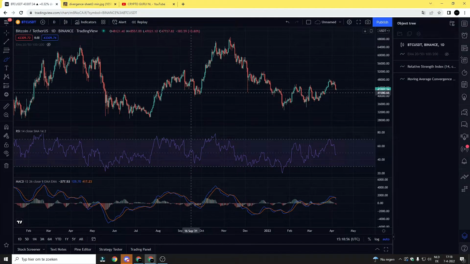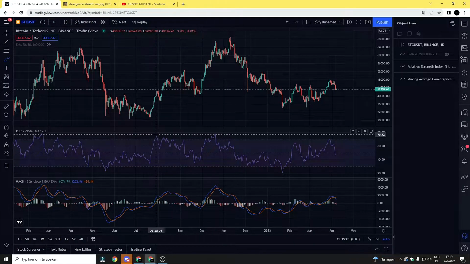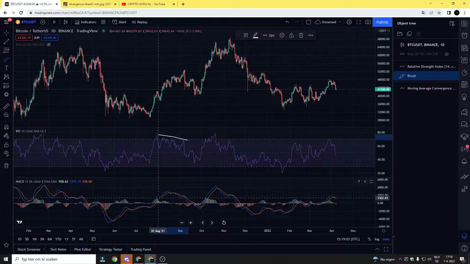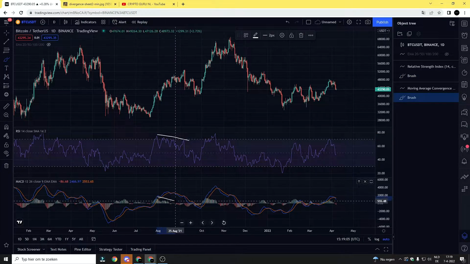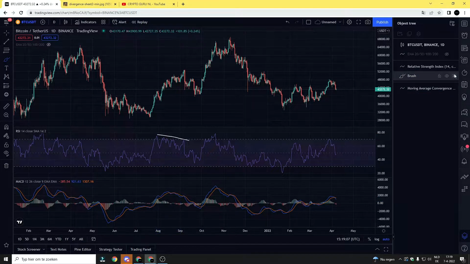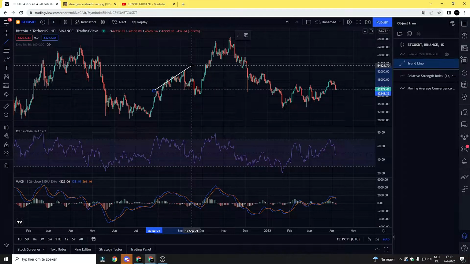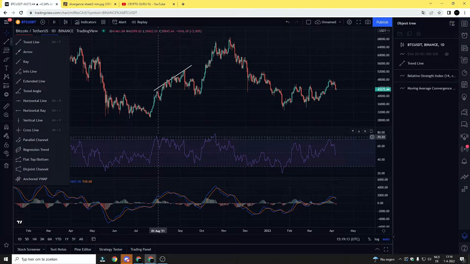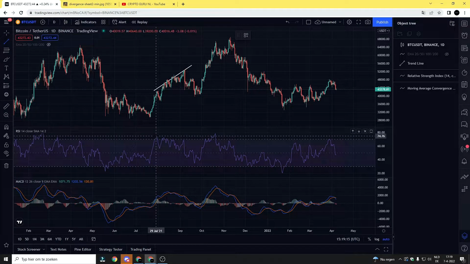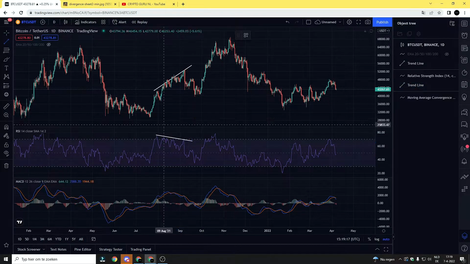But during the period of forming those higher highs, the RSI right here and also the MACD right here were forming lower highs all the time. So higher highs were being formed, and on both of the indicators on the daily time frame, we were forming lower highs.